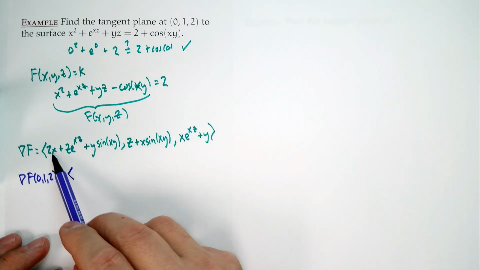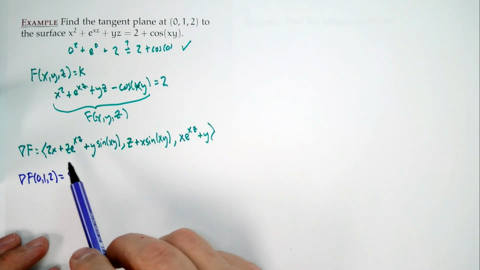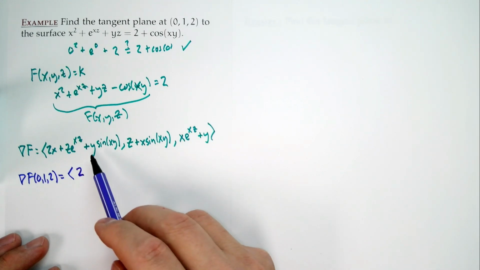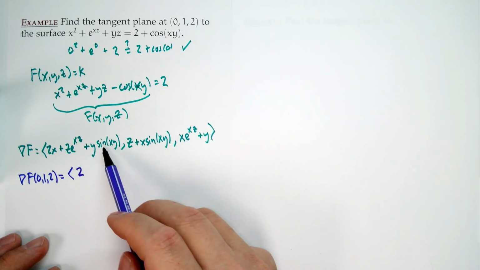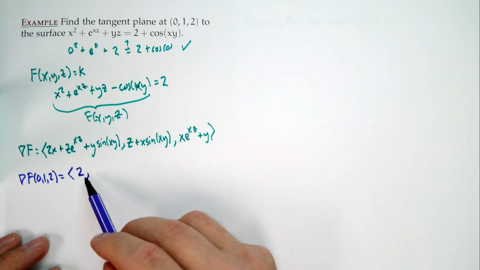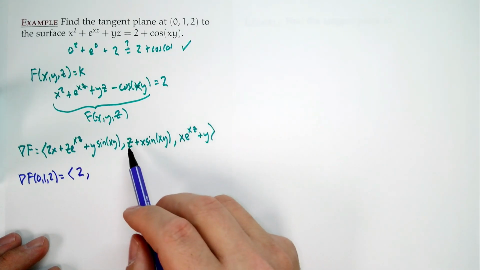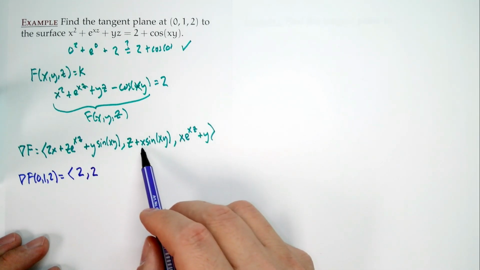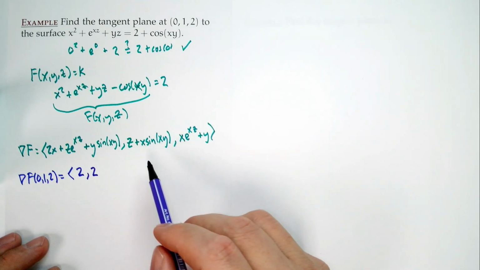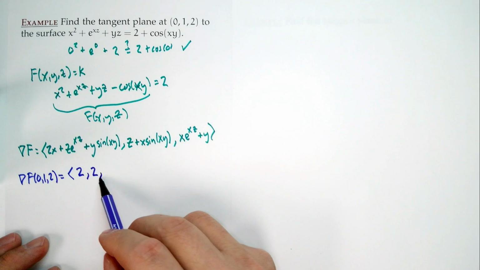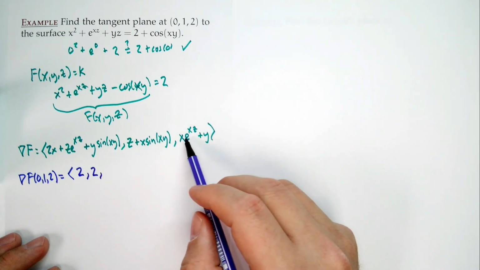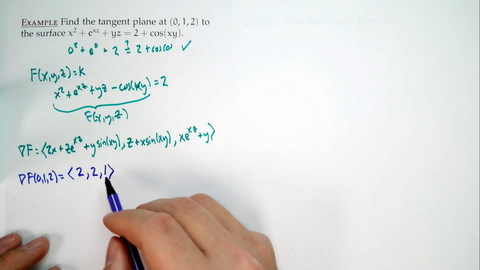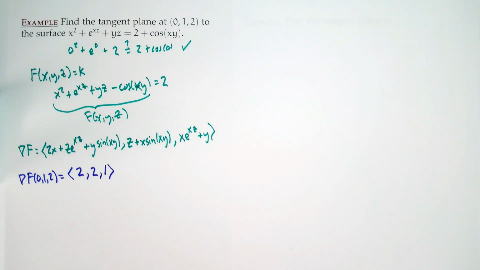So let's see. 2 times 0, 0, gone. Then we're going to have 2 times e to the 0, so that's going to be 2, plus 1 times sine of 0. Well, sine of 0 is 0, so that's gone, comma. And then we have z, which is 2, plus 0 times sine of 0. Well, that's zero, so that's definitely gone. So that's 2. Again, 0 times e to the 0, that's 0, plus y, 1. 2, 2, 1. Now, that's our gradient.